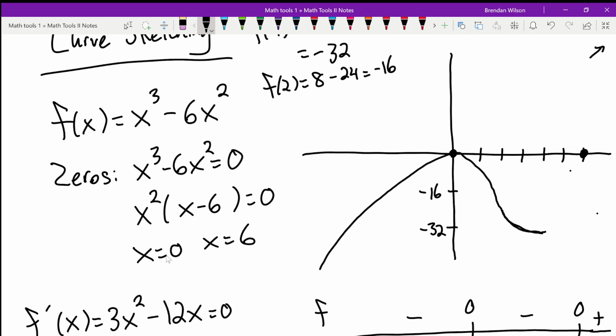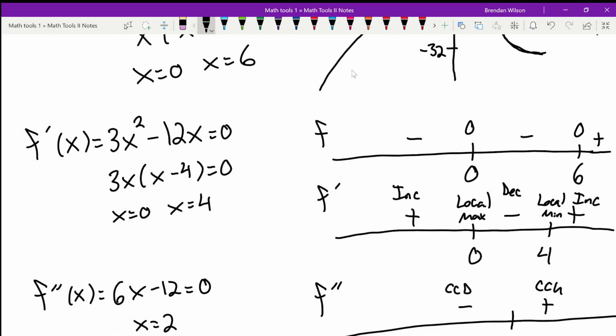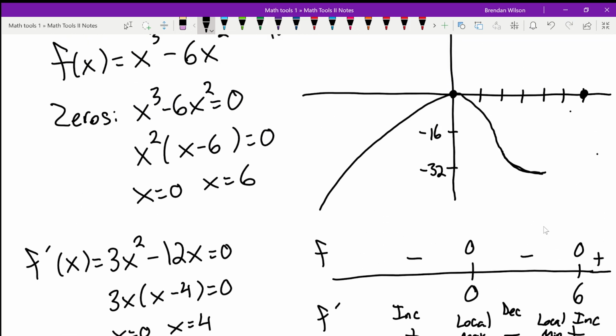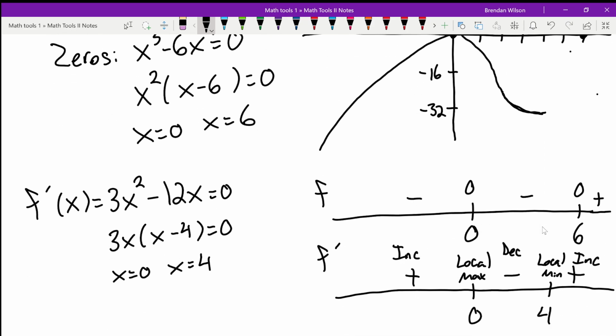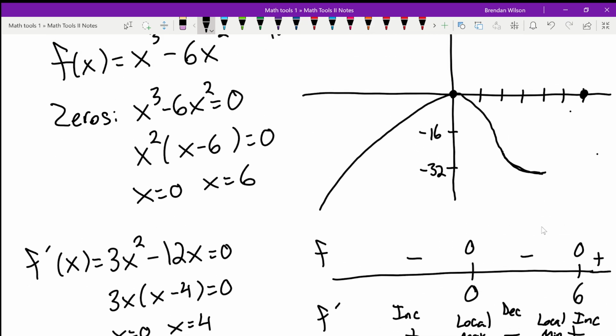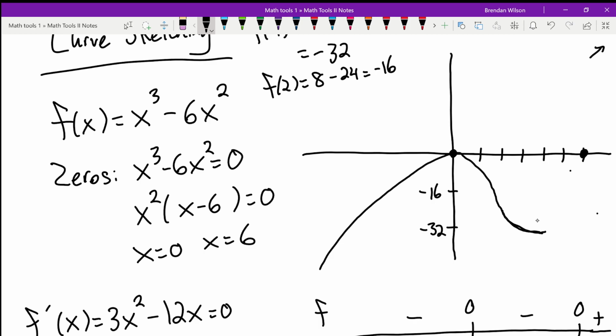And then after 4, it's going to be increasing, and it's going to go through the 0 at 6, and it's going to be concave up the whole time after 2 as well, right? So something like this. Okay.